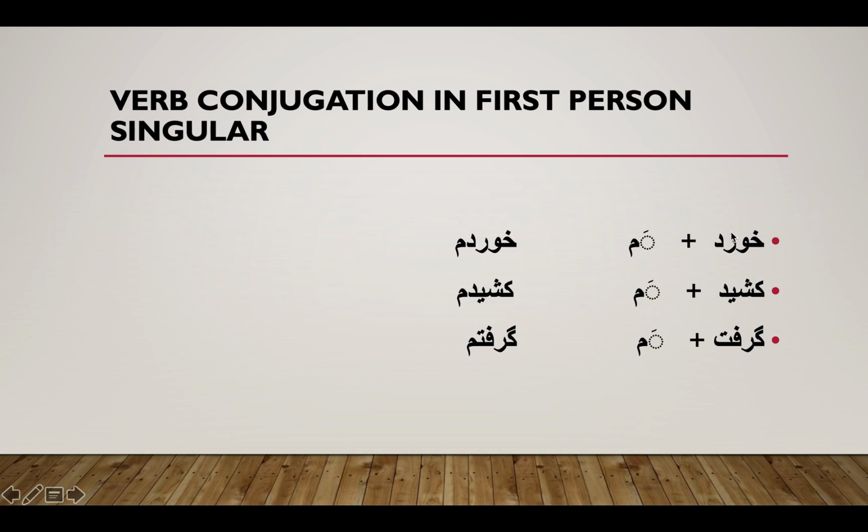So if I have past stem khord, past stem keshid, past stem gereft, then I add am in order to conjugate my verb in first person singular. So this is the appropriate ending, and I will add it to the end of the past stem. Khord plus am, keshid plus am, gereft plus am. So what I have is the conjugated verb. This is my verb, which is in the conjugation form of first person singular because it has am at the end. So these are the verbs in first person singular conjugation.